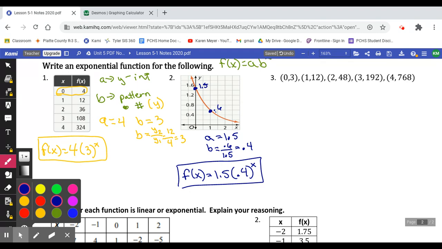Okay. Then we can have it listed as ordered pairs. And if it's ordered pairs, my y-intercept, here's the point that says 0, 3. So that means my y-intercept is 3. For my b, I'm going to do second y over first y. So 12 over 3 reduces down to 4. So f of x equals 3, parentheses, 4 raised to the x.